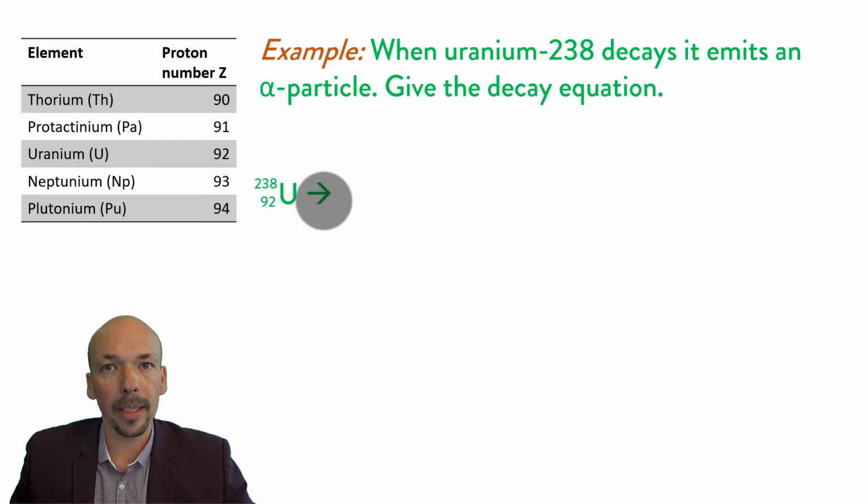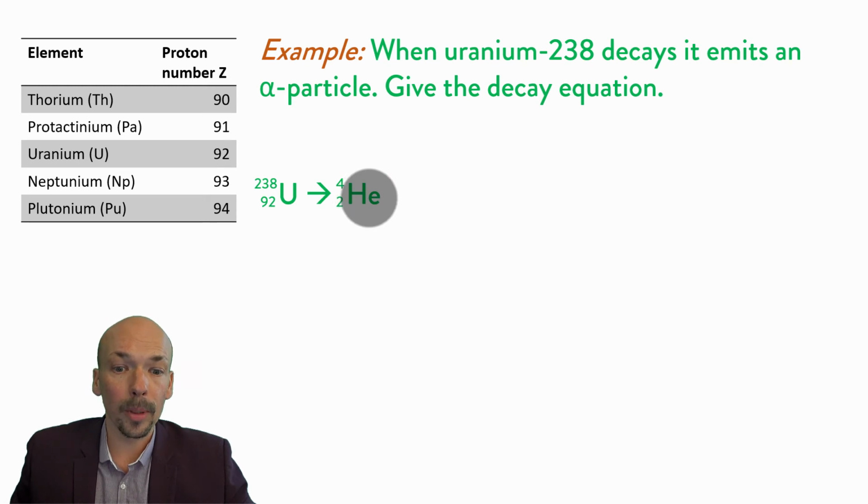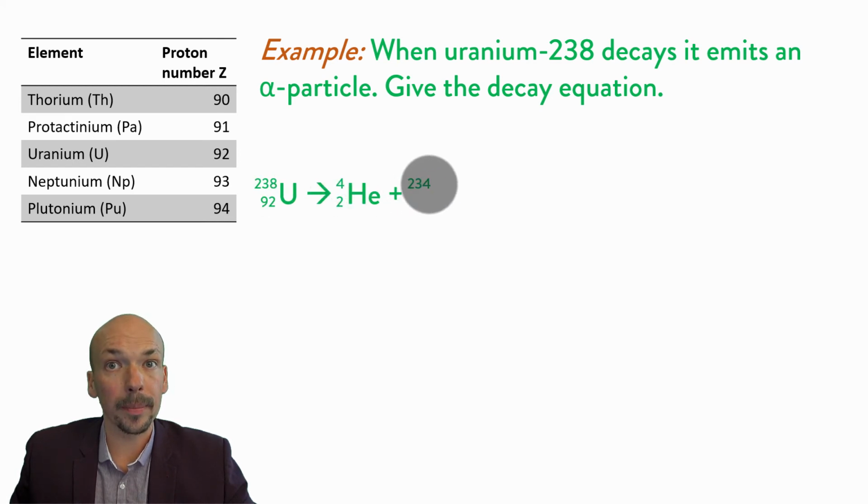Now we write down an arrow. And we write down all the particles which are left because of radioactive decay. In this case, it's an alpha particle, so 4,2 helium. Now we can determine what particle is left. We had a mass of 238, 4 already left, so 234 is left. The proton number was 92, -2, it's 90.